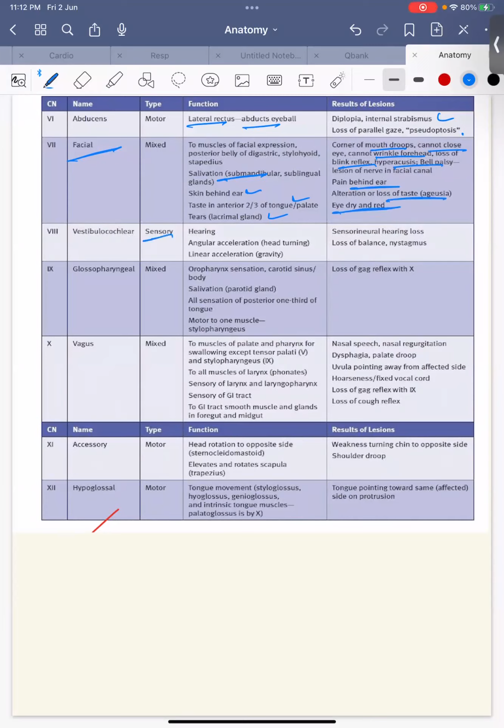Then cranial nerve 8 is sensory. It is important for hearing. Acceleration, head turning, and linear acceleration is important. It causes sensorineural hearing loss, also loss of balance and nystagmus.